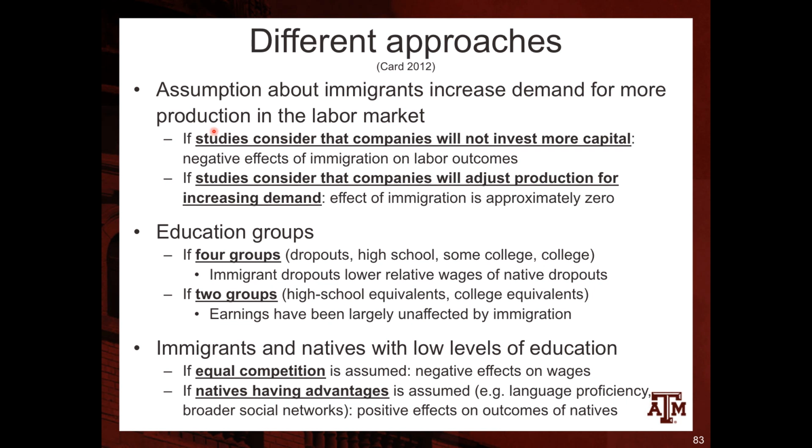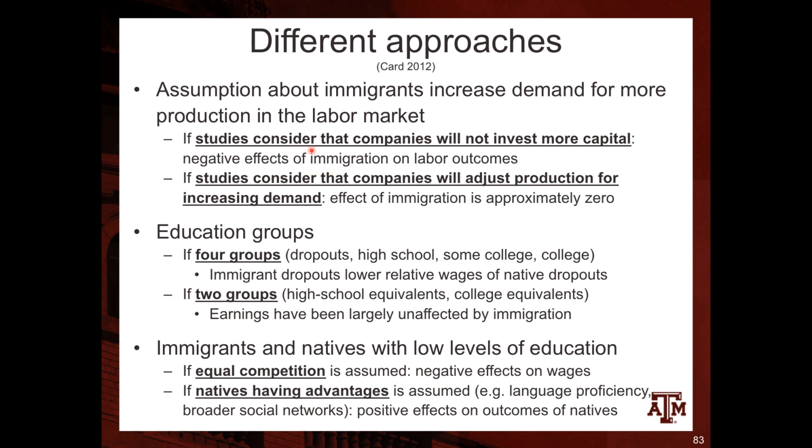The first thing he mentions is the assumption about immigrants increasing the demand for more production in the labor market. The way you use this assumption in your methodological approach might make your results different. So if studies consider that companies will not invest more capital, will not invest more in the production of more goods, more products, then you will find negative effects of immigration on labor outcomes.